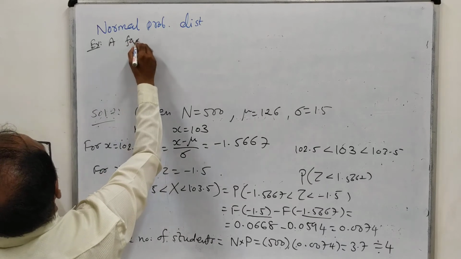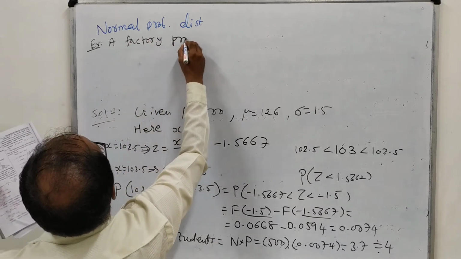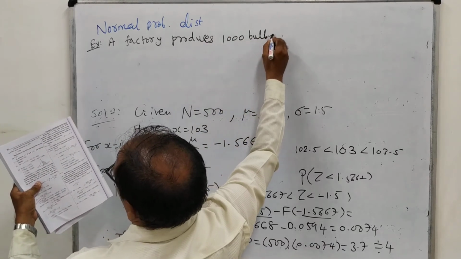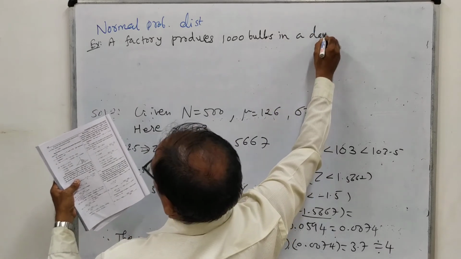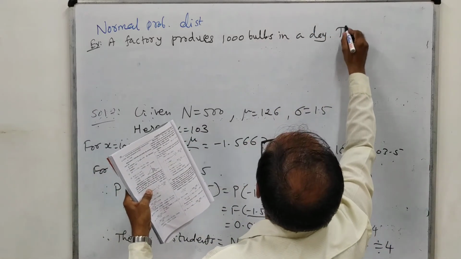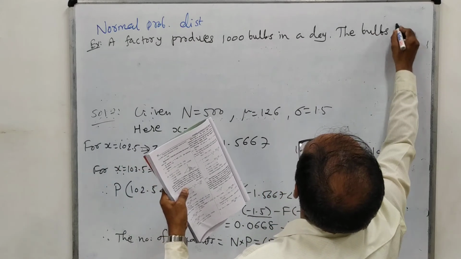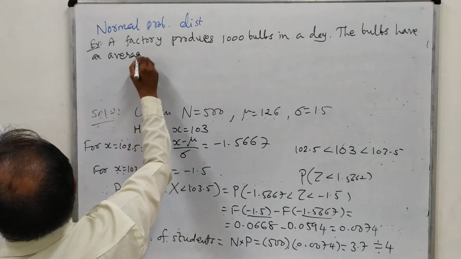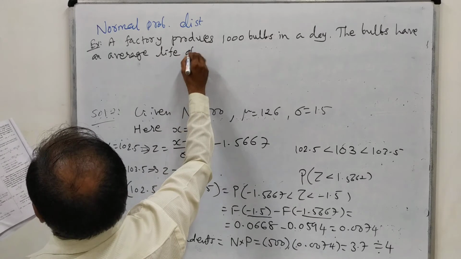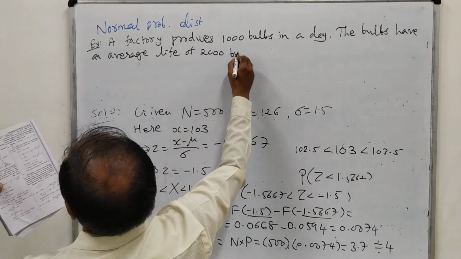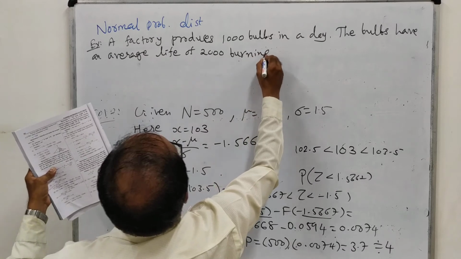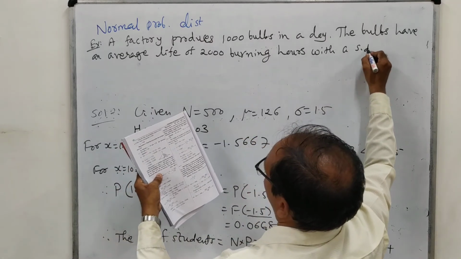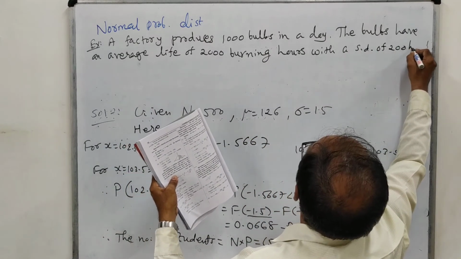A factory produces 1000 bulbs in a day. The bulbs have an average of 1000 burning hours with a standard deviation of 200 hours.